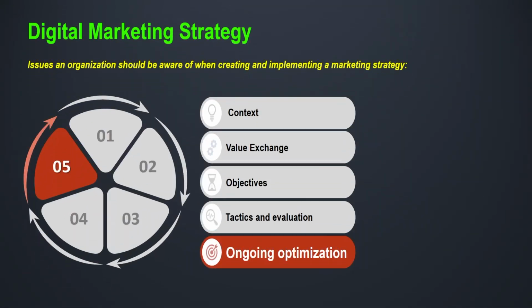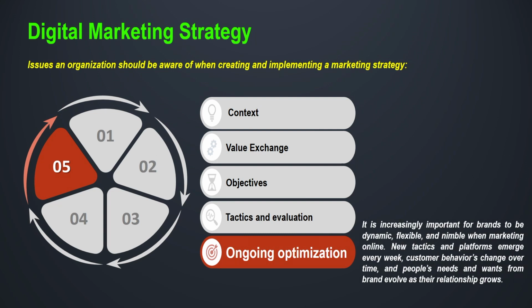So, another way, if you go in for digital marketing strategies for ongoing optimization, it is increasingly important for brands to be dynamic, flexible and nimble when marketing online. They need to be very fast, dynamic and flexible. New tactics and platforms emerge every week. Consumers' behavior also changes very fast nowadays. So, ongoing optimization helps you to cut through the clutter and connect with the customers in an original and meaningful way. This process is very important so that you remain relevant and you are able to put across your message. So, digital marketing strategy should be iterative, innovative and open to evolution.